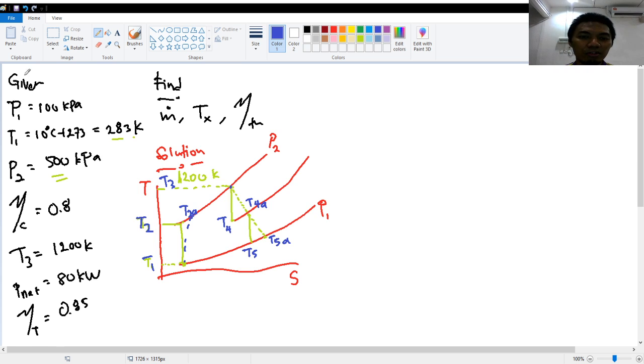The question gives you this line pressure 100 kilopascal and this line pressure is 500 kilopascal. But they don't give you any number for this Px, and also Tx is actually T4A here. We want to find it.